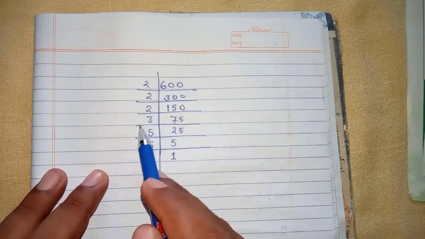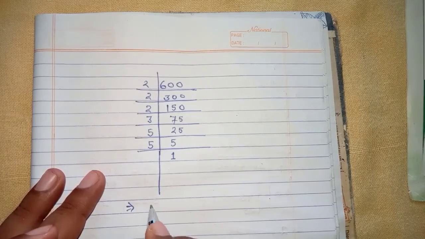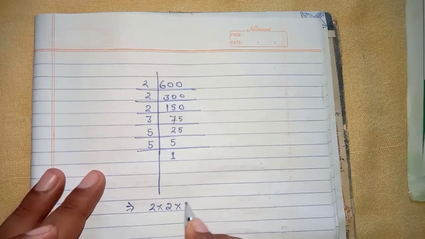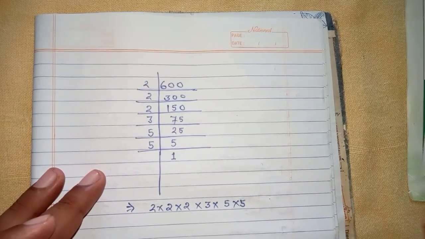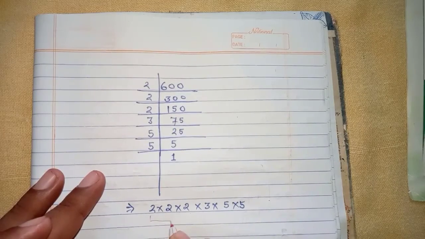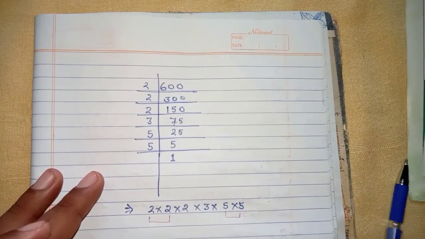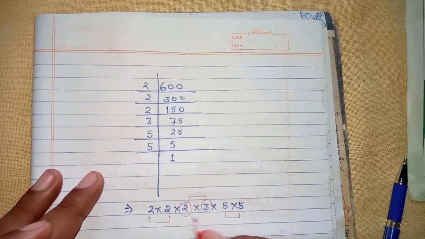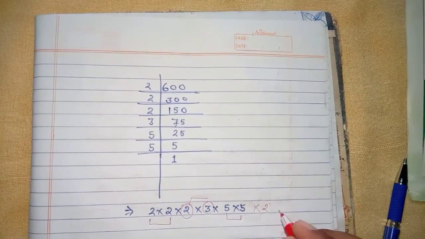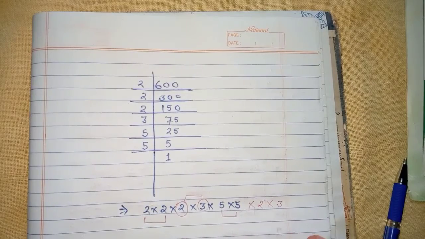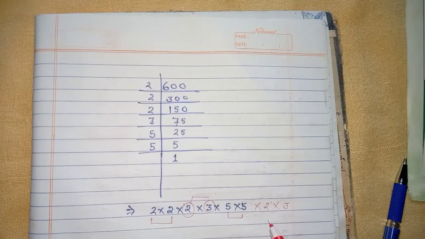Multiplication of these numbers, which are prime number, will give you 600. 2 into 2 into 2 into 3 into 5 into 5. Let's see how many pairs are given. 2 and 2, first pair. 5 and 5, second pair. But this 2 and 3, these both numbers are unpaired. So we need 1, 2 and 1, 3 for the completion of pairs. Now we have one more 2 and one more 3 by multiplication.